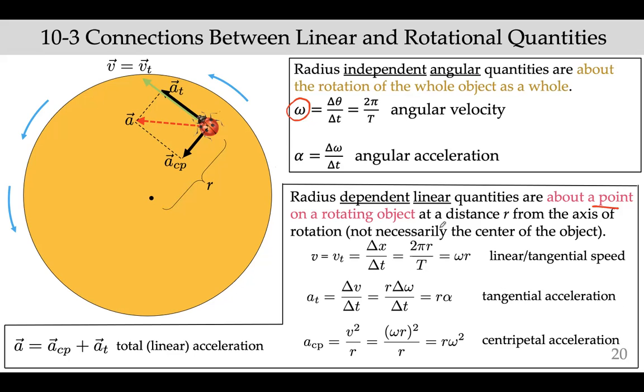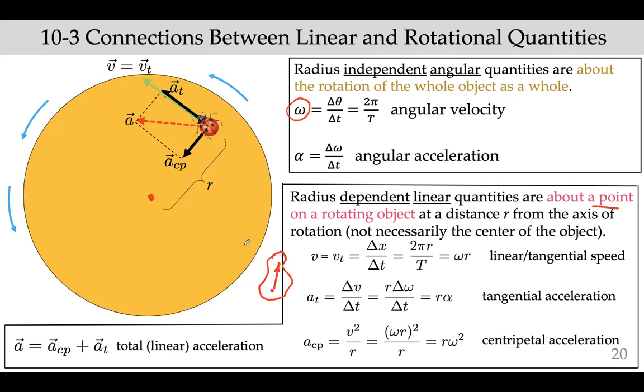The distance r that you will see in these formulas is not necessarily the distance between the point and the center of the object. In this case, this disk is rotating around its center, but in general you can have an amorphous object like this. For example, it can rotate around this axis. So in this case, you should take r as the distance from that axis of rotation to the point.